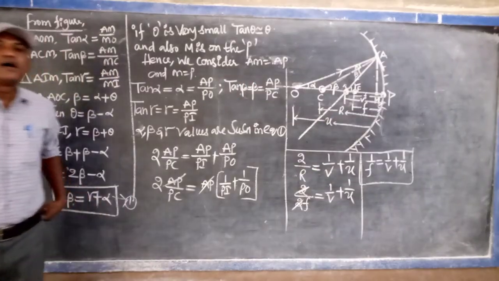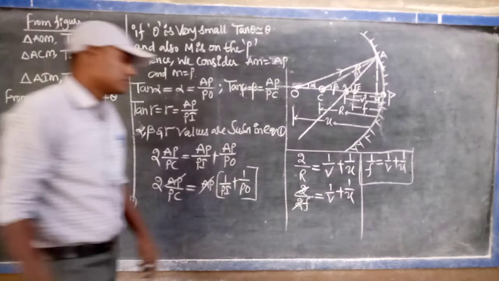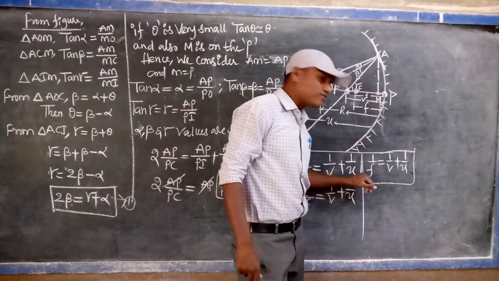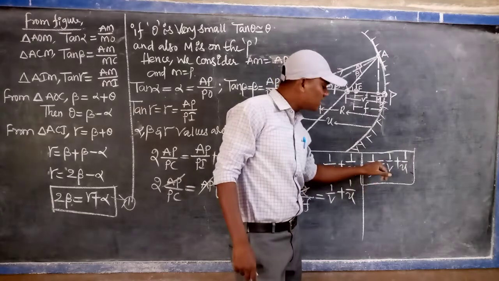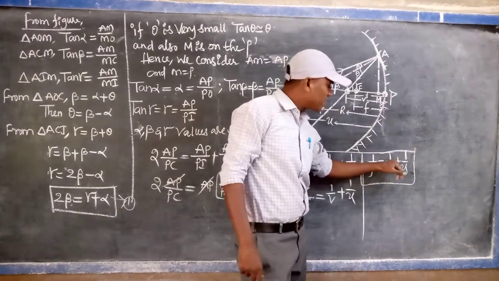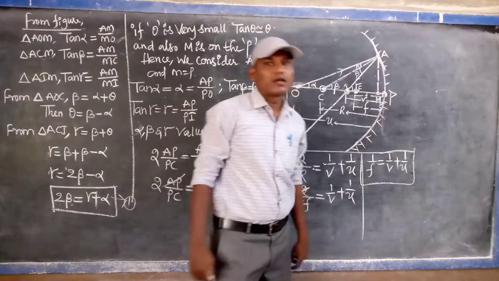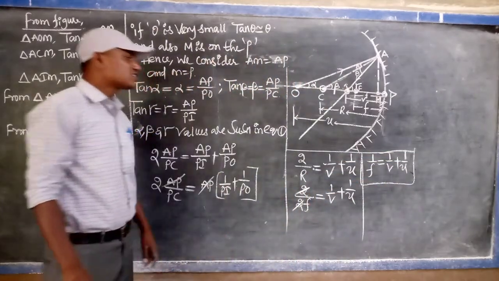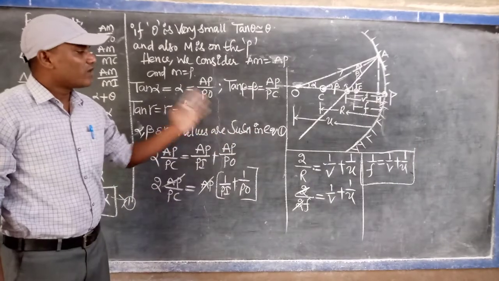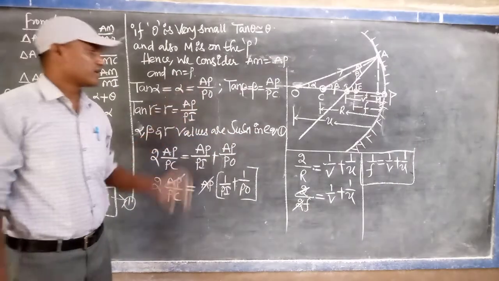Okay, so this is the mirror formula. What is the mirror formula? 1 upon f, which is the focal length, is equal to 1 upon v, which is the image distance, plus 1 upon u, which is the object distance. That's how we derived the mirror formula.